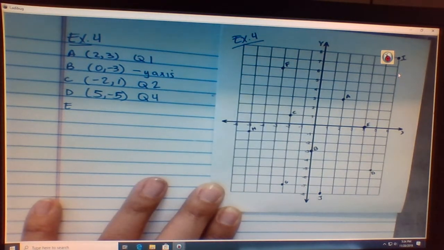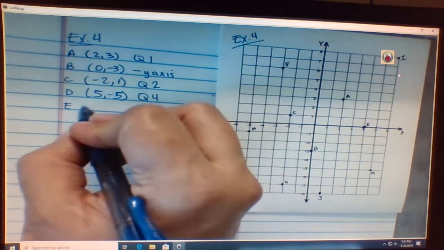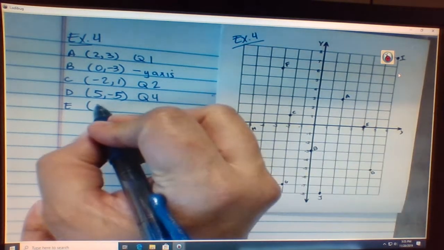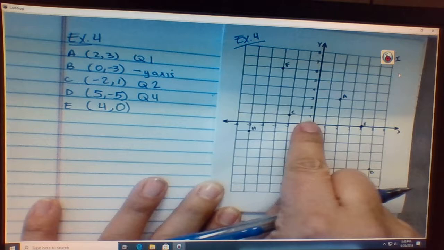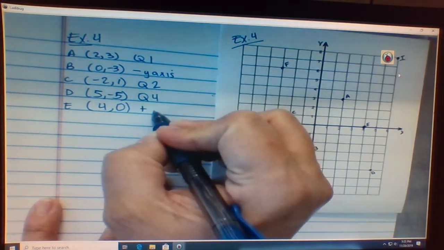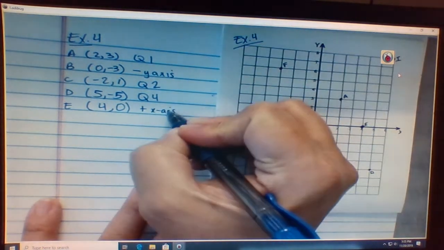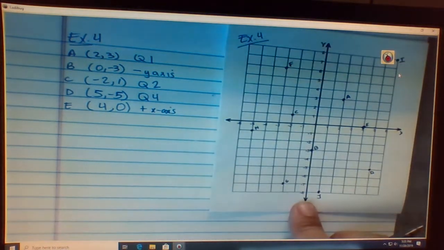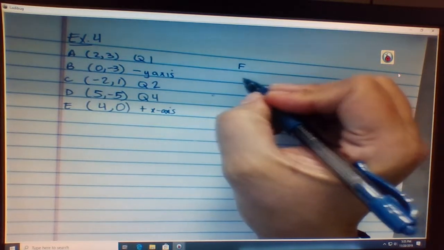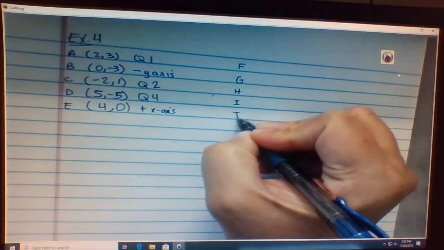E is, I heard both answers. Which one is it? 4, 0. You move to the side, and then you don't go up or down. So that's why it's 4, 0, and that is on the positive x-axis. So I'm going to, if I spell axis correctly, go ahead and do the other ones: F, G, H, I, and J.